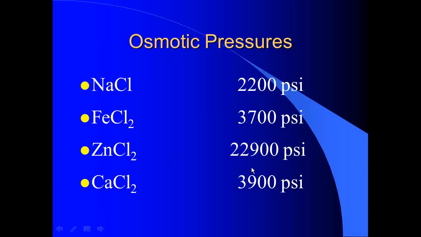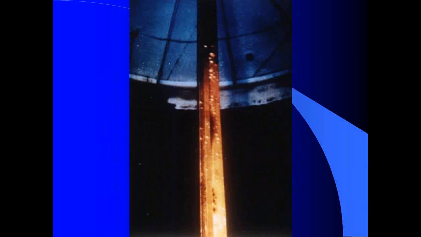Zinc chloride, 22,000. That just shows you how super aggressive a zinc chloride is. Zinc and chloride is a very aggressive situation. Just a standard example of what you typically run into with osmotic blistering caused by salts.